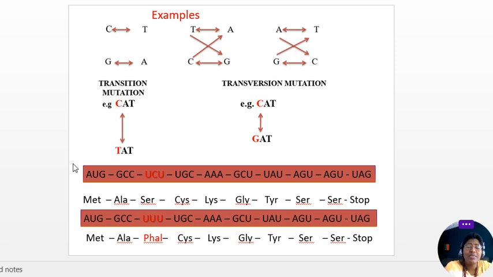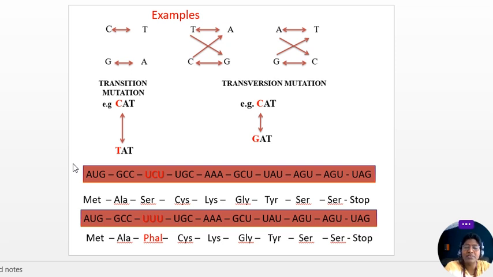For example, CAT is one sequence in the DNA where the C is substituted by the T. So instead of the CAT in the normal DNA, we are getting TAT in the mutated DNA. Here C is changed to T, and both are pyrimidine nucleotides. So this is called a transition mutation.